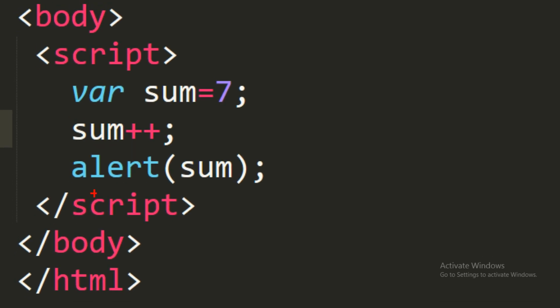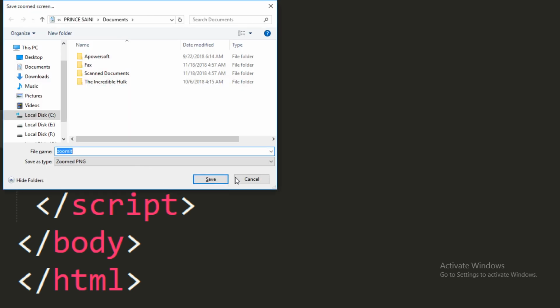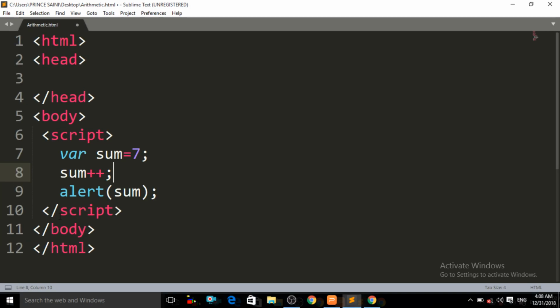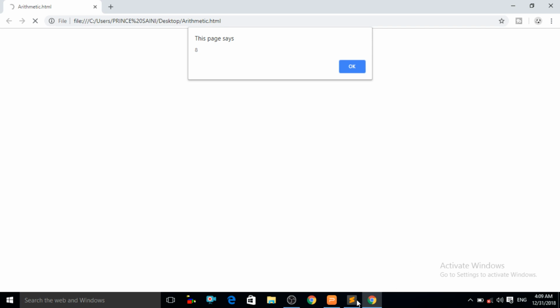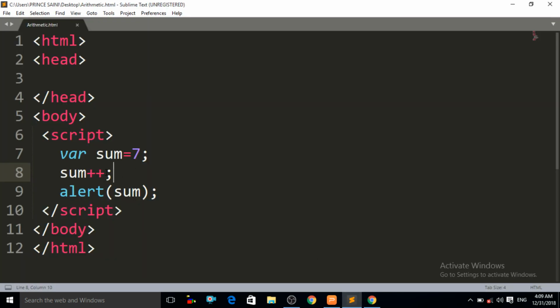What does this plus plus mean? This plus plus will increase the value of that variable, sum, by 1, friends. Like it is containing the value 7. Now if I write sum plus plus, then it will increment the value, and it will be 8, friends. It will increment the value by 1. Now Control plus S and then Control plus R. Now you can see that it is giving the value 8, friends. So it is incrementing its value 7 by 1, that is 8, friends.